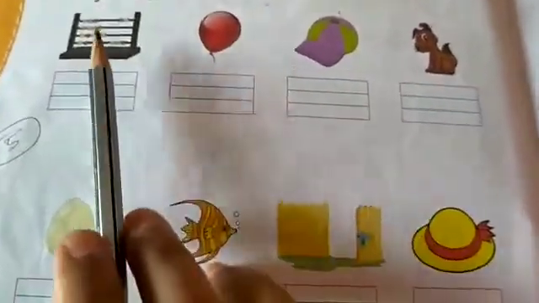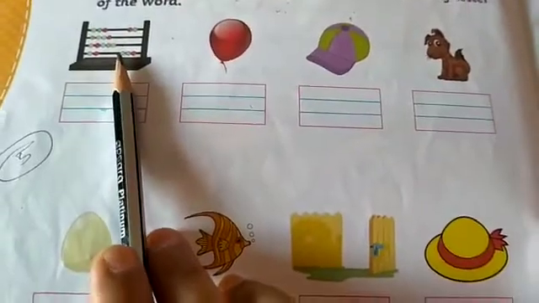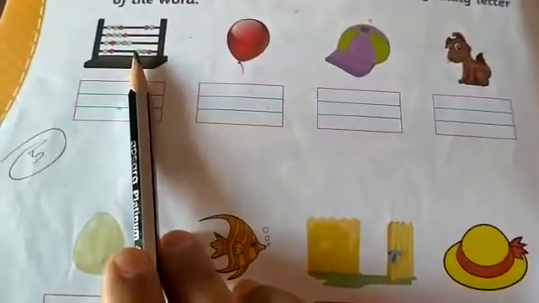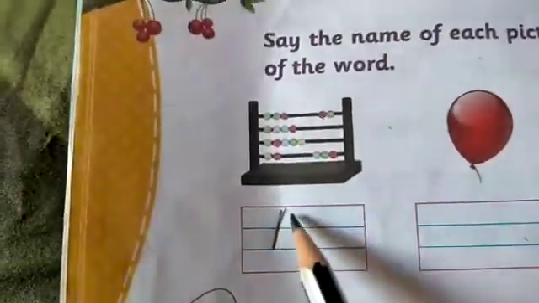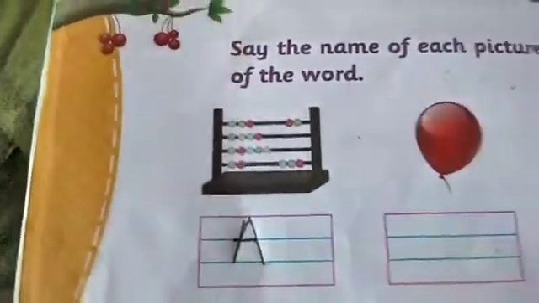Let's start. Now children, tell me what is this? This is an abacus. The spelling of abacus is A-B-A-C-U-S. So the starting letter of abacus is A. So here you have to write capital letter A.